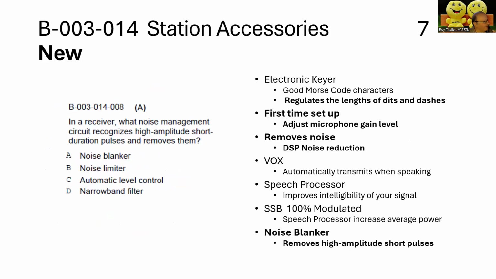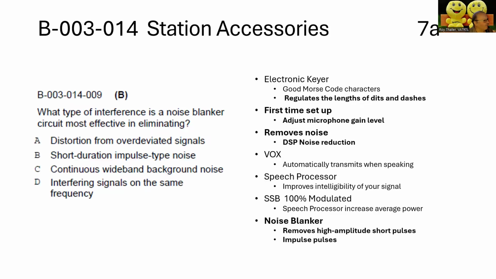A new question: in a receiver, what noise management circuit recognizes high amplitude, short duration pulses and removes them? So in this case, this would be a noise blanker, A. What type of interference is a noise blanker circuit most effective in eliminating? So noise blanker is good for short duration impulse type noise.